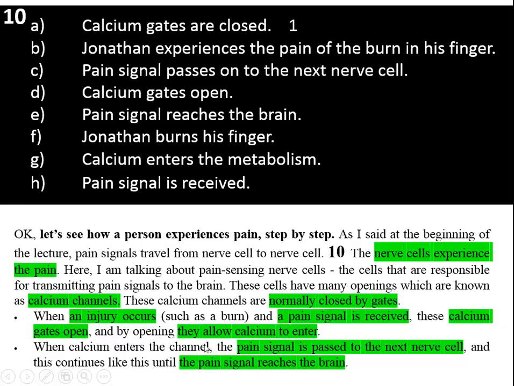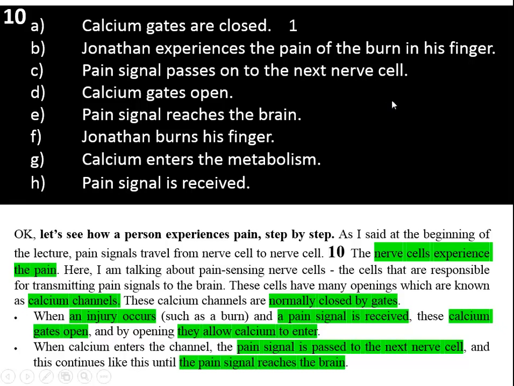When the calcium enters the channel, the pain signals pass to the next nerve cell, and this continues until the pain signal reaches the brain. For you to feel the pain, it must first of all reach the brain. If it doesn't reach the brain, then you can't really feel the pain. So it's all about that.